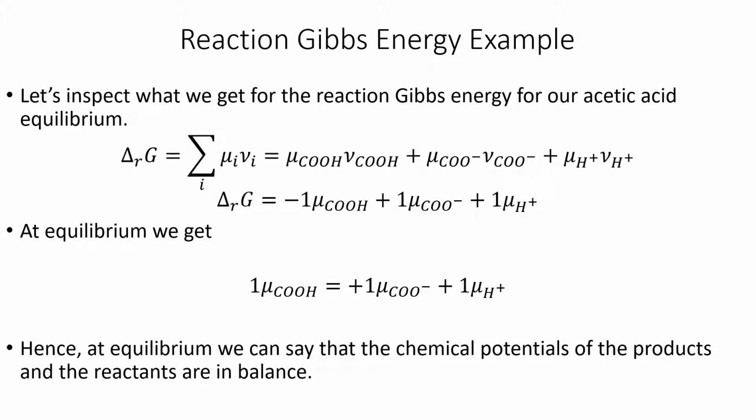Now, at equilibrium, we know that delta r G equals 0. Hence, we can rearrange our equation as follows. That 1 times mu COOH is equal to 1 times mu COO minus plus 1 times mu H+. And so we come to a very important conclusion, which is that at equilibrium, we can say that the chemical potentials of the products, that's the species on the right, and the reactants, that's the species on the left, are in balance.